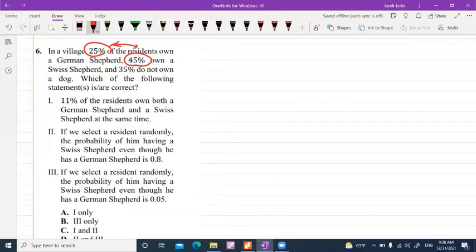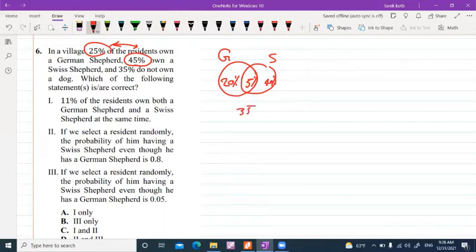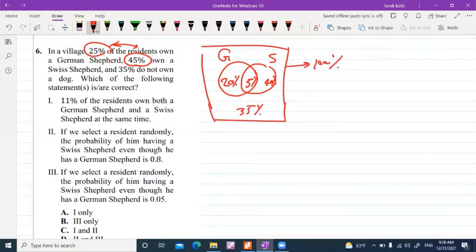So if you make it a Venn diagram, you will find this is the German Shepherd and this is the Swiss Shepherd dogs. 5% is here, and 20% is here, and 40% is here, and there is 35% here, meaning 35% of the people don't own any dogs. So now it is 100%. How did I get that? Because the sum of this ratio is not 100, it's 105, so there is 5% common here.